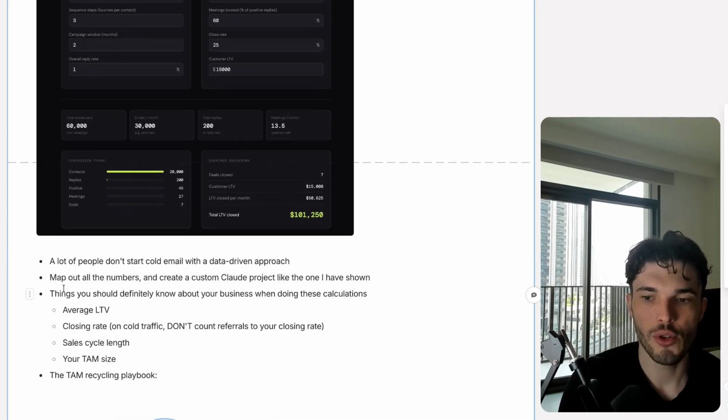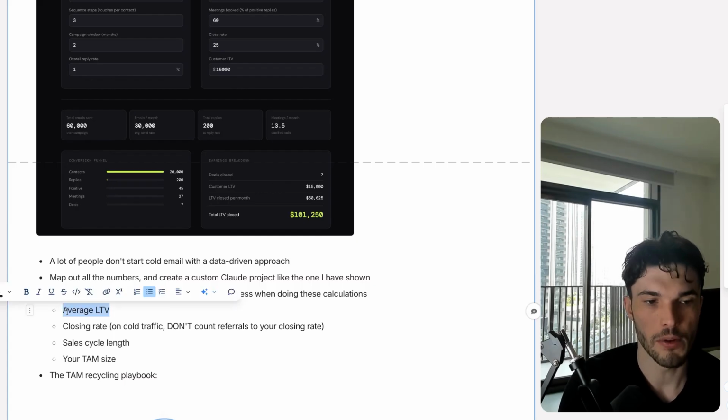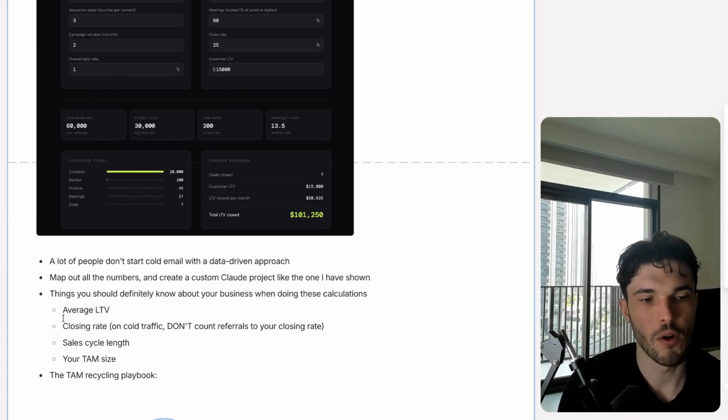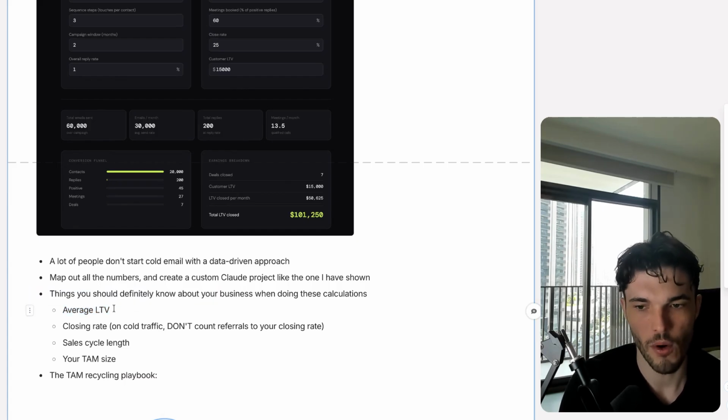And the thing you should know about your business before you're able to do these calculations is the average LTV. And I know this can be difficult in some cases to know your average LTV if you're dealing with a lot of different ICPs and you're doing different offers and so on. But again, you want to really be brutal about this and say, okay, with the audience we're targeting, what is the average LTV?